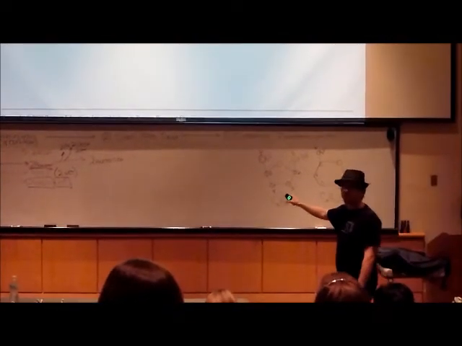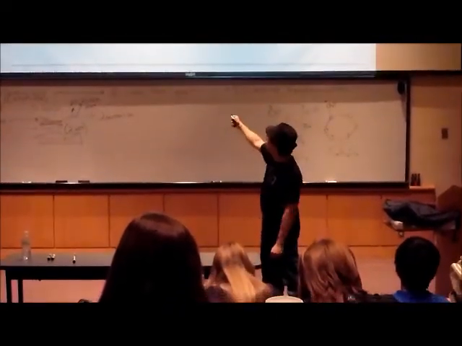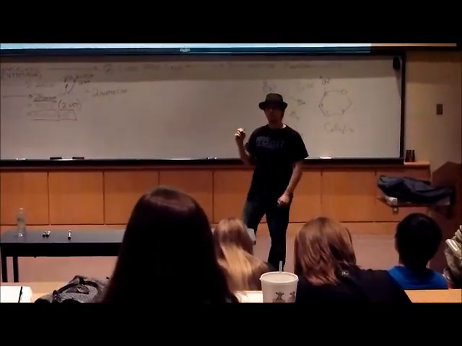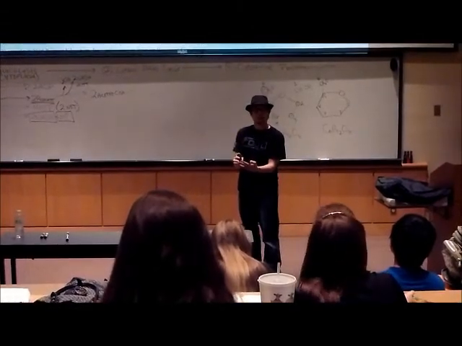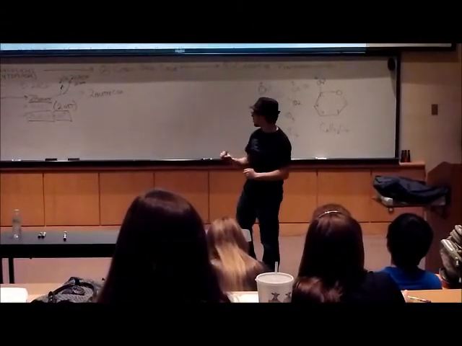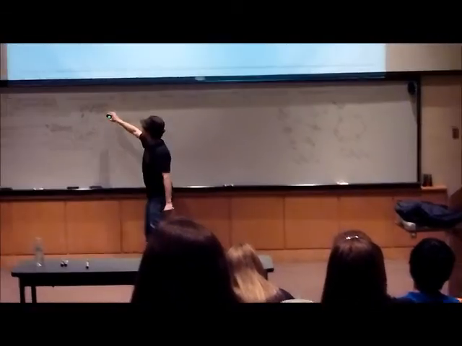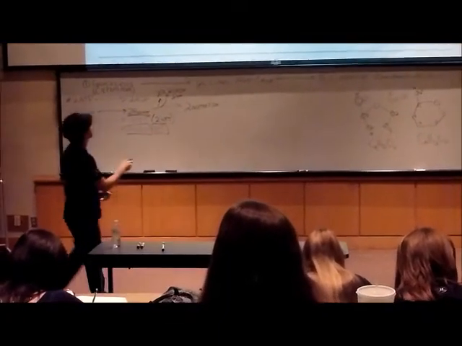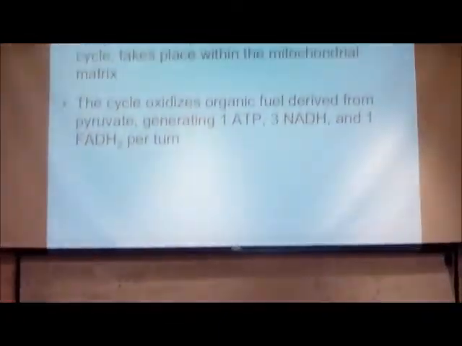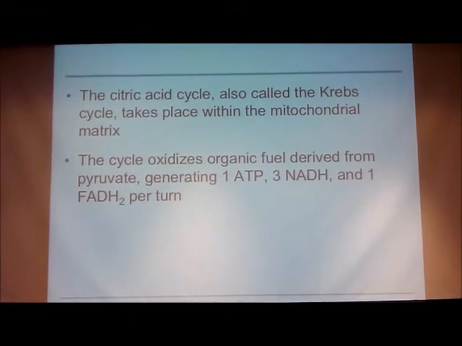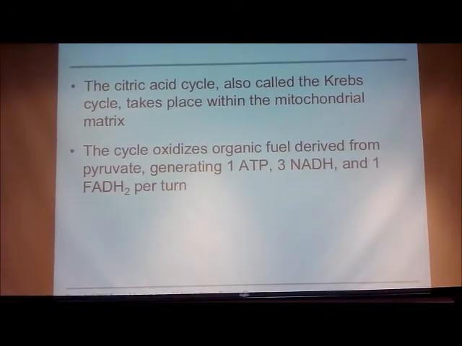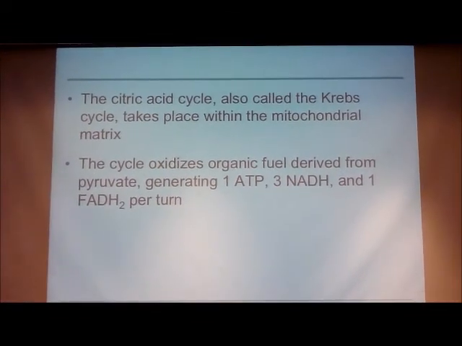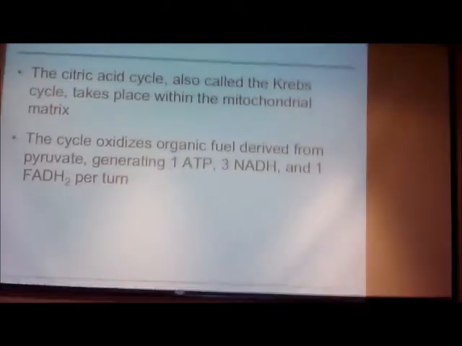Glycolysis and the citric acid cycle, while they do make ATP, and this will make 1 ATP every time we go around the cycle, the big gain from these 2 series of reactions are those electron donors that we're going to eventually use in oxidative phosphorylation, and those protons that we form when we make those electron donors. So, for every 1 molecule of pyruvate, we're going to make 1 molecule of ATP, 3 molecules of NADH, and 1 molecule of FADH2.